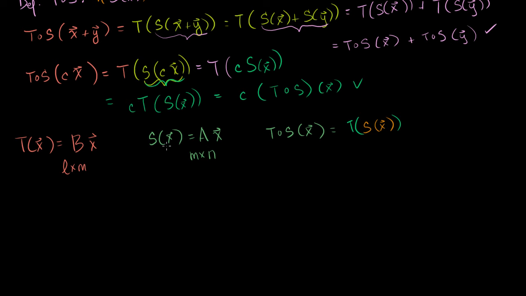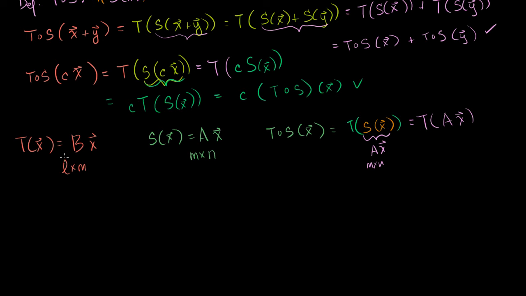Well, given this, we can use our matrix representations to replace this kind of transformation representation, although they're really the same thing. What is a transformation of S applied to X? Well, this right here is just A times X, where this is an M by N matrix. So we could say that this is equal to the transformation T applied to A times X.